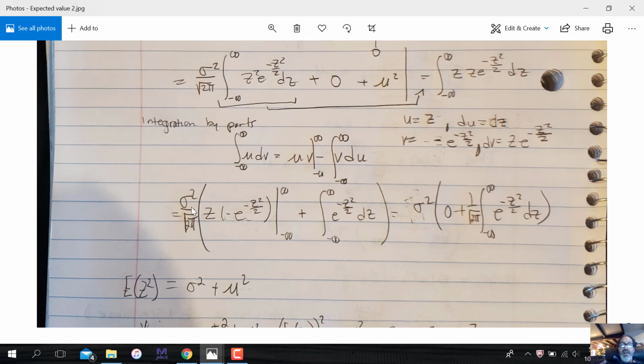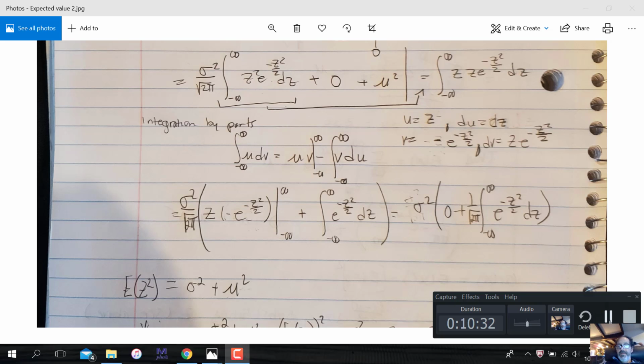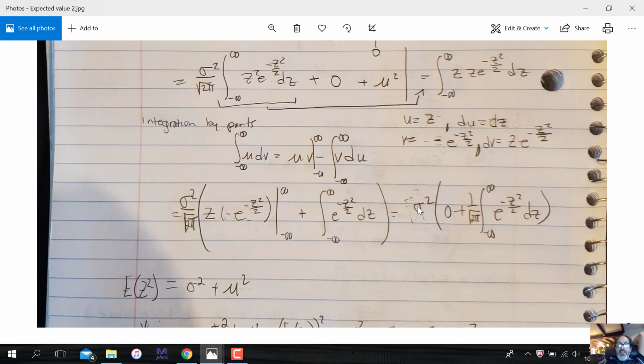We pulled out the sigma squared here. Let's see, what else do I have to do? Yeah, so we pulled this out. This first part is going to be 0, and then we're going to be left with sigma squared over square root of 2 pi times the rest of this integral here. Well, we know that what we're going to have is sigma squared times 1 over square root of 2 pi. The first part is 0 again, right? So this is just going to be 0.